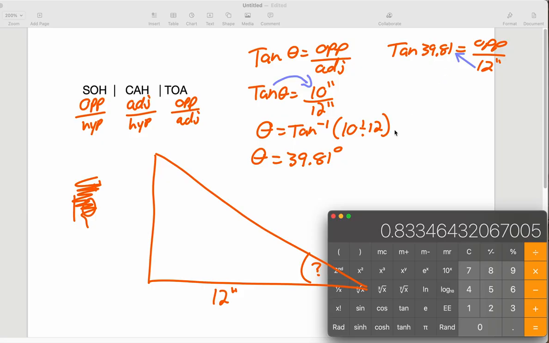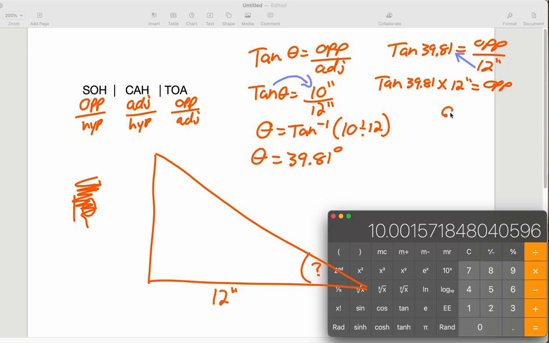up here. And what we're going to do, instead of dividing by 12, we're going to multiply it. So that'll look like this: tan of 39.81 times 12 inches is equal to opposite. So I did tan of 39.81. This is the decimal that I got, times 12 equals 10.0001, or yeah, our opposite is equal to 10 inches. Okay, so that's how you could use it in both directions.